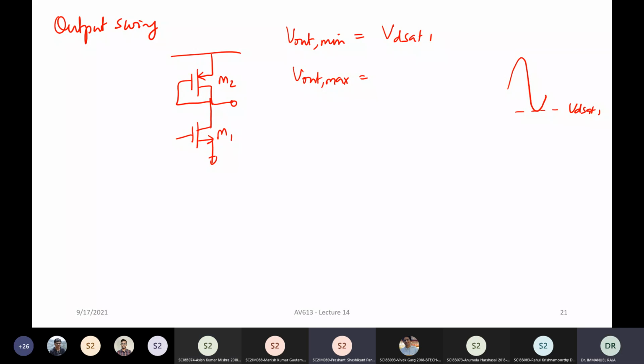Why do you say it is VD sat? Here, the notion of VD sat is not that because it's a diode connected transistor, right? VDS is equal to VGS here. VDS2 is equal to VGS2 always, right? Because you have shorted them together. Okay, sir. So VDD minus VGS2. Yeah, it will be VDD minus, I mean, the transistor has to be alive, no?